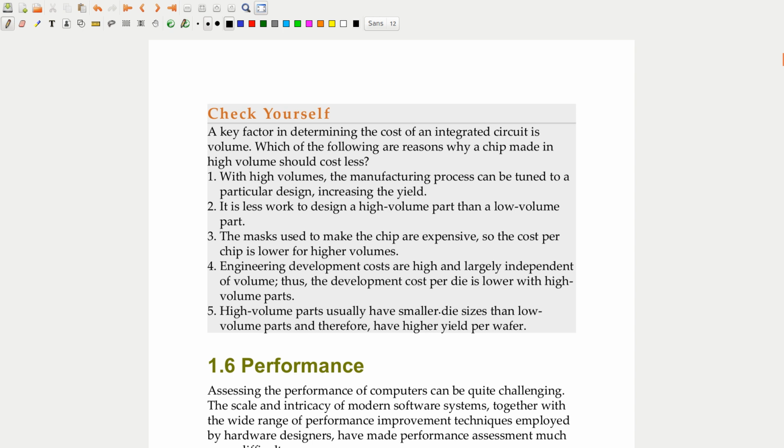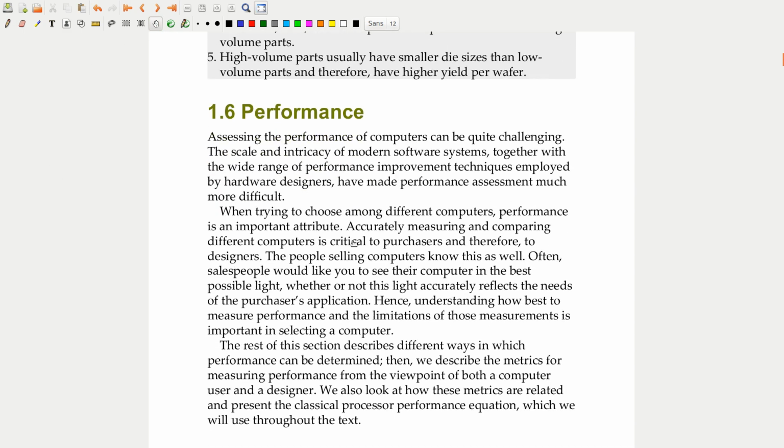High volume parts usually have smaller dies, so this is just speculation that doesn't make sense. It depends what you mean by high volume. I don't know what they mean by high volume here. So I'm just going to go ahead and say that that is not a reason. Okay, so we got that down.